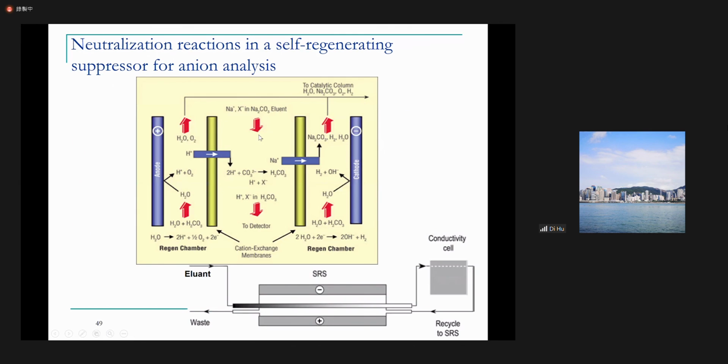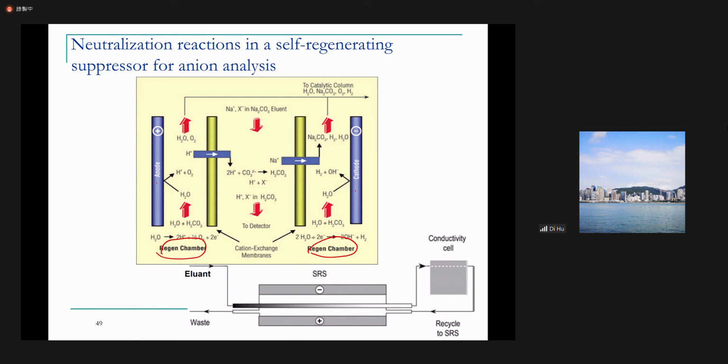And in 1992, people even invented a self-generating suppressor. This is how it looks. It has two platinum electrodes. One is the anode, the other is the cathode. They are on the top and the bottom of that device. And then it has two regenerant chambers. Okay, this is a figure for that. So this is an anode, this is a cathode, this is a regenerant chamber.